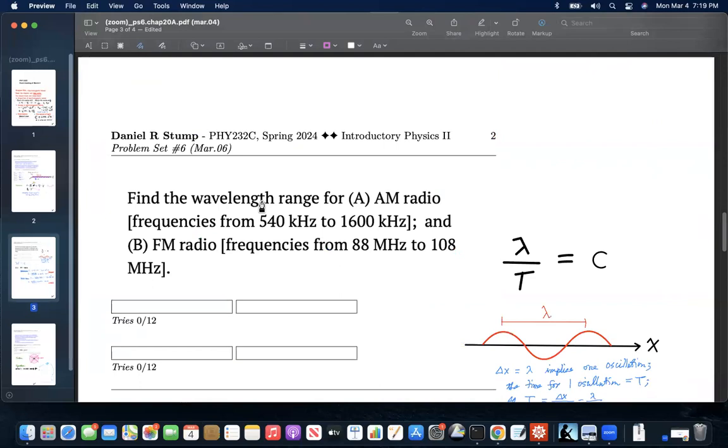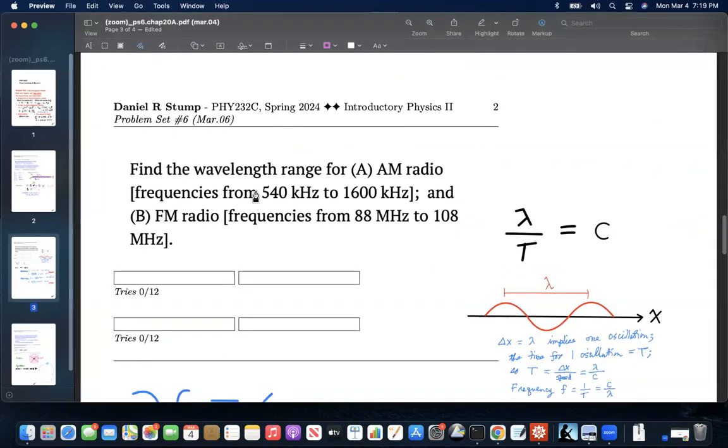Okay, find the wavelength range for AM radio. That has frequencies from 540 kilohertz to 1,600 kilohertz. And FM radio. That has frequencies from 88 megahertz to 108 megahertz.